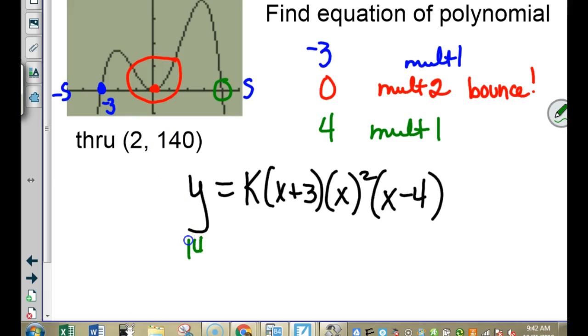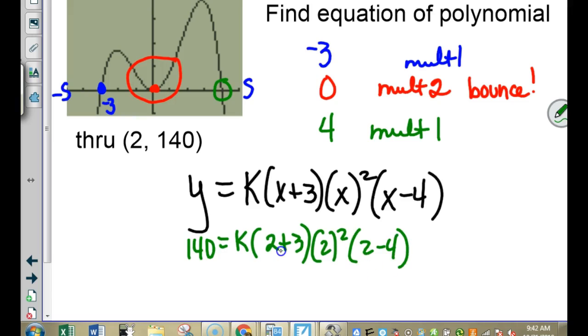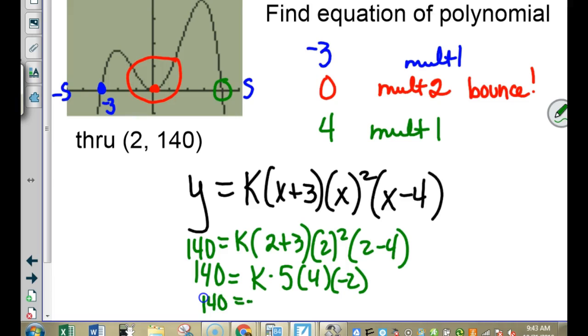Yep, 140 equals K times 2 plus 3 times 2 squared times 2 minus 4. This is 5 times 4 times a negative 2, which is negative 40. Lovely. So K is going to be 140 over 40, or 14 over negative 4, if I knock off the zeros, which is negative 7/2.